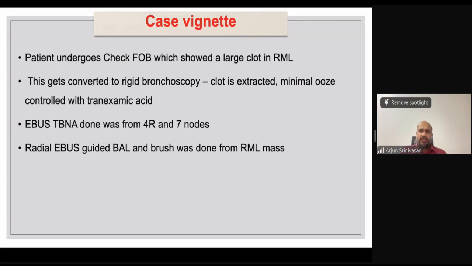And for this, she undergoes a check bronchoscopy, which shows a large clot in the right middle lobe. As most centers have access to a rigid bronchoscopy now, she undergoes a rigid bronchoscopy and the clot gets extracted, and there is a minimal ooze which is controlled with the tranexamic acid. Since there is a quest to diagnosis, an EBUS TBNA gets done from the 4R and the 7 lymph node, and a radial EBUS guided biopsy and a brushing gets done from the right middle lobe mass, because there is a recent bleed, and this is what gets done.